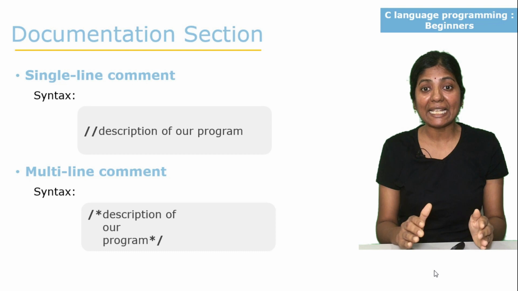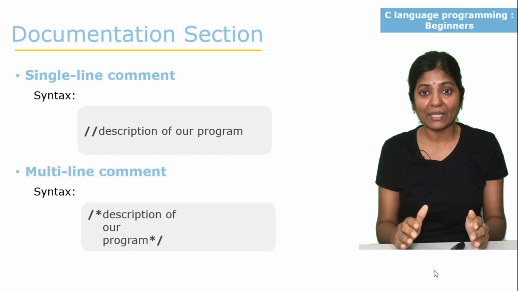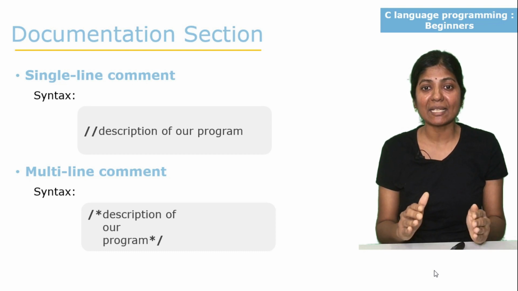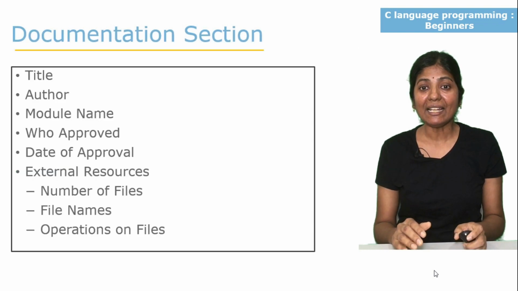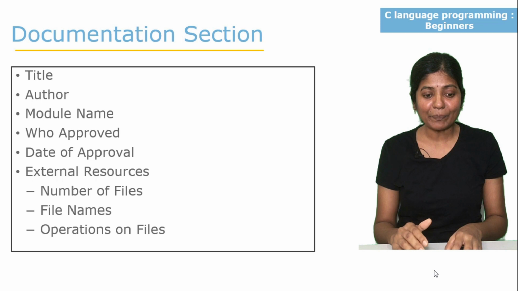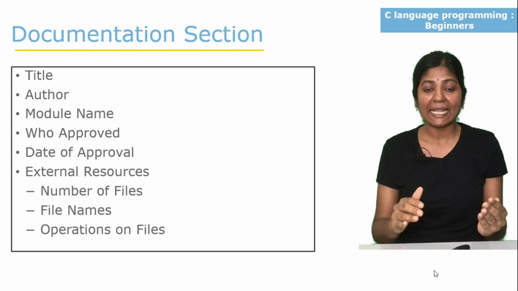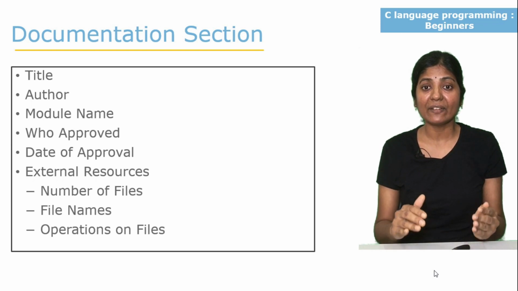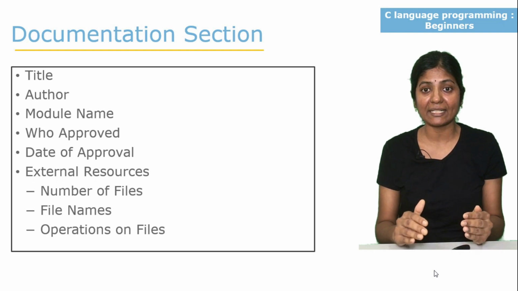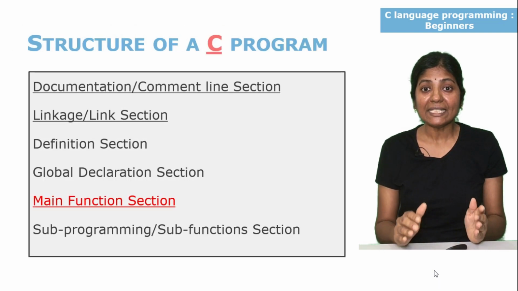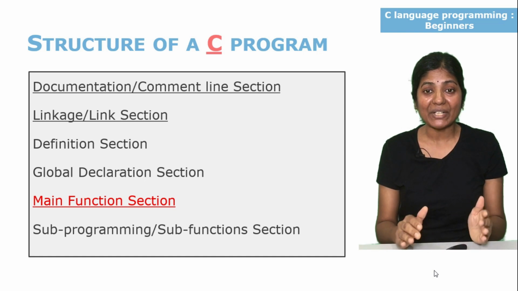Apart from the title and author of the program, we can also write some more additional information, which includes module name, who approved the module, date of approval, and if our program is using some other external resources, we should write their names. Now, we will learn about the main function section.